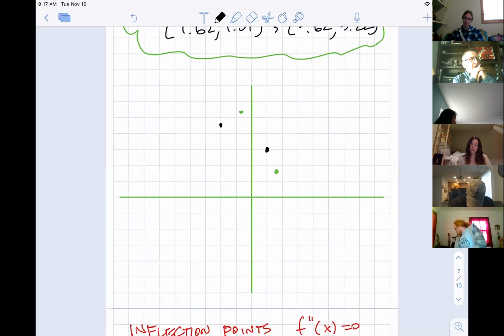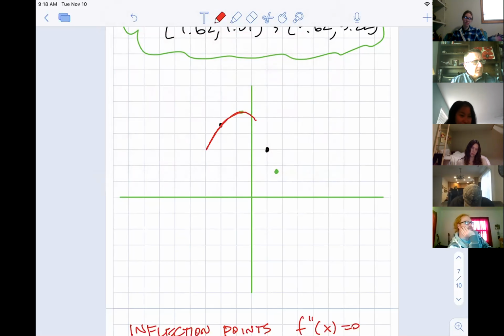So what do you think? What's your hypothesis? Why does that first inflection point tell us that this can't be the graph? What's wrong about that? Why can that not be true based on that inflection point? What's an inflection point mean? Means it changes directions, doesn't it?